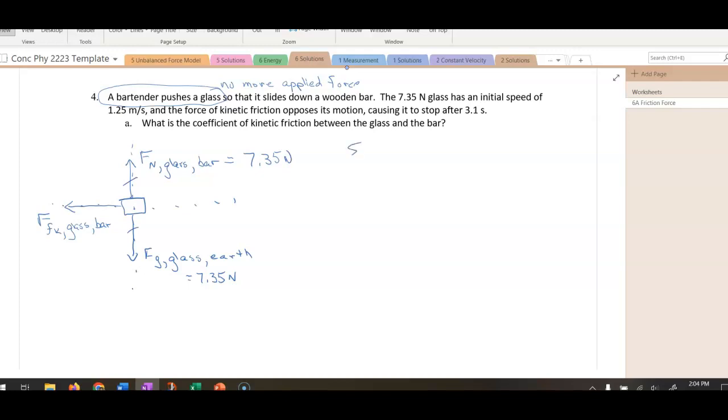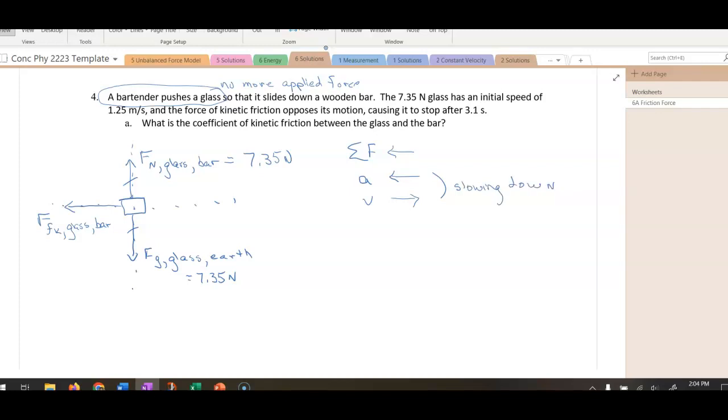So in this case, the net force is to the left, right? There's nothing balancing the friction force. That means there's an acceleration to the left, which means it's slowing down, right? The glass is moving to the right, but the acceleration is to the left. And since they're in opposite directions, I know that the glass is slowing down.